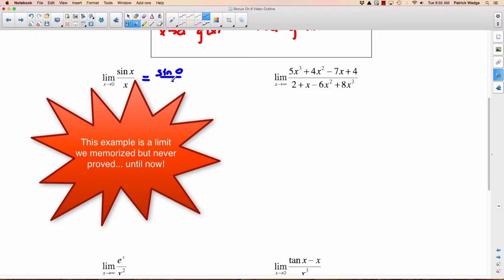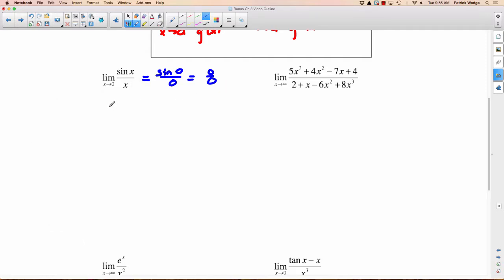So if we try substituting, we'd have sine 0 over 0. Sine 0 is equal to 0. So we have 0 over 0, indeterminate form. We're allowed to use L'Hopital's rule. So let's go for it. Keep the limit the same.